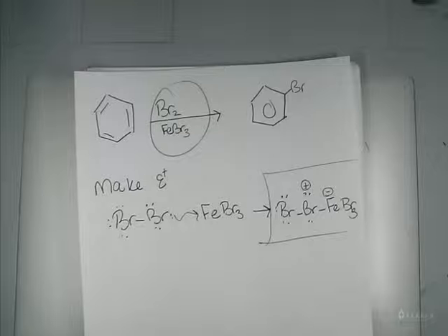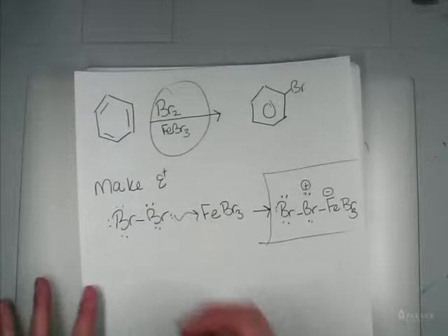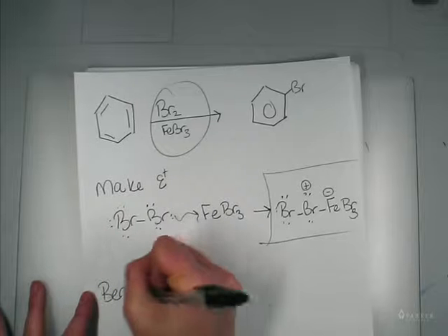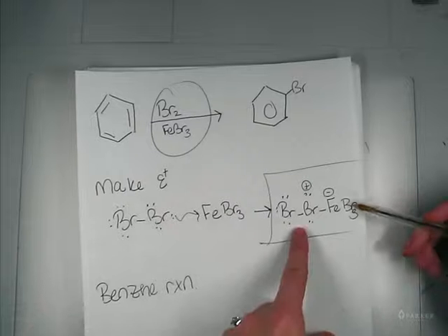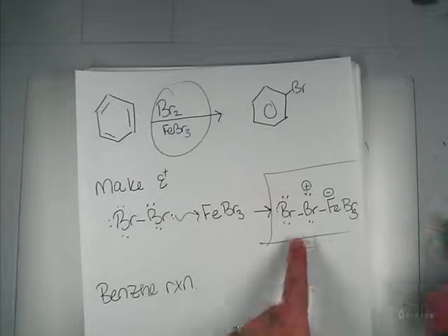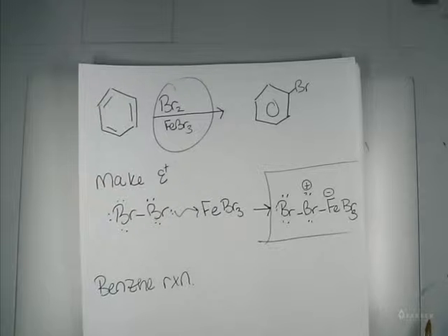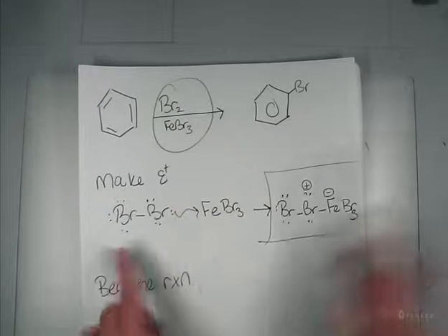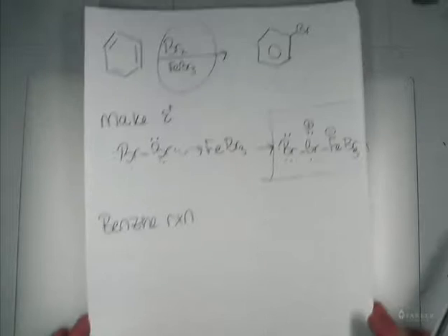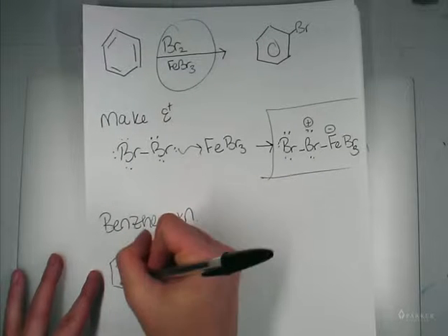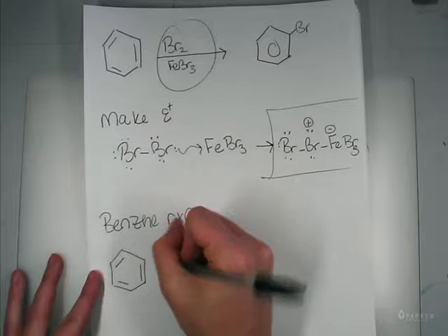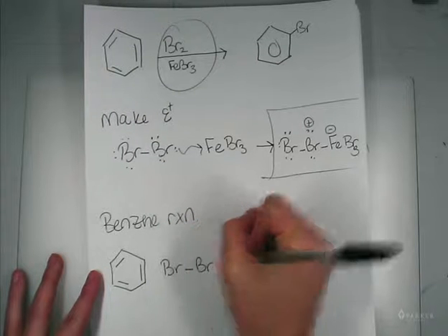So the last part of the mechanism, which we'll say 95% of the mechanisms in this chapter have, is this part right here. We're going to call this the benzene reaction, I guess, because we haven't actually put anything on benzene yet. We just made a good electrophile. And this part is easy enough, just draw an arrow. Okay, so we have benzene, and let me go ahead and draw my good electrophile down here.